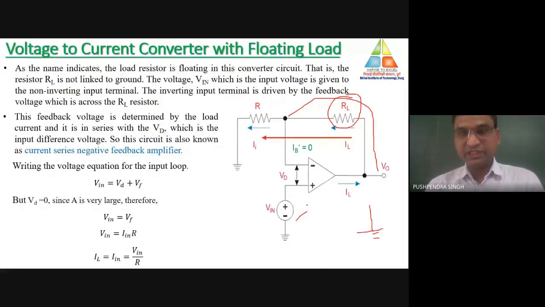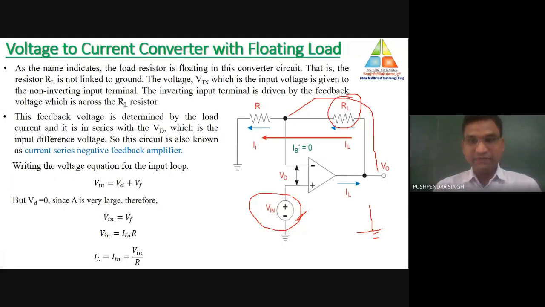Most of the applications based on voltage to current converter are through the non-inverting terminal voltage connection only. So here we are going to discuss only the floating load type voltage to current converter when the supply is given at the non-inverting terminal of input. I think that much part would be clear, no? We need to connect the input voltage source at the non-inverting terminal only. That is the first thing.